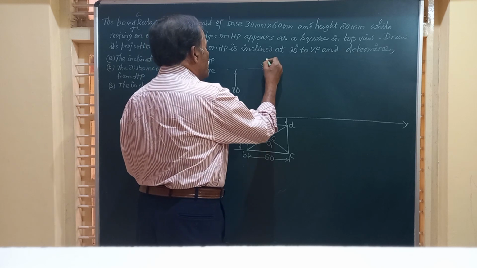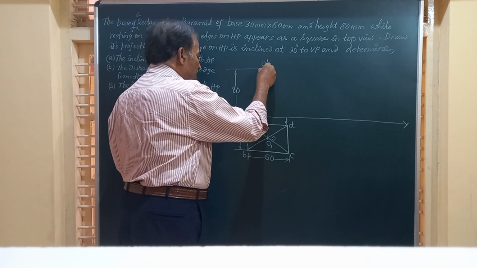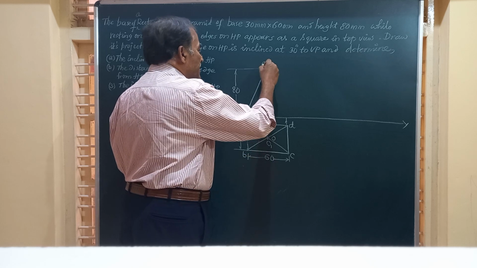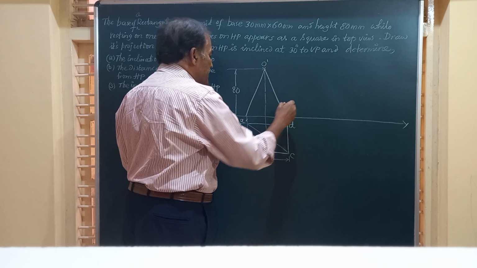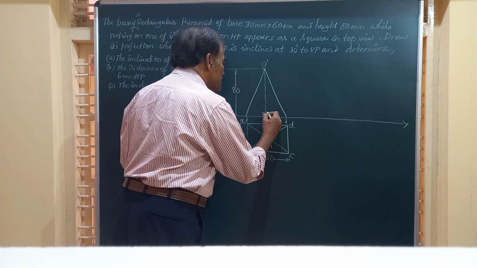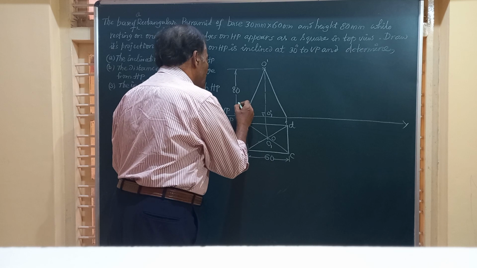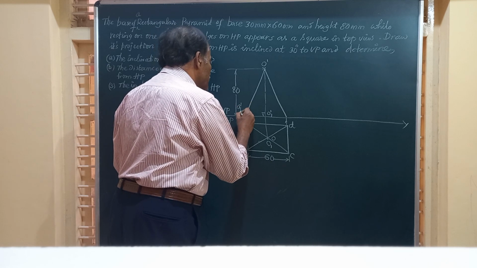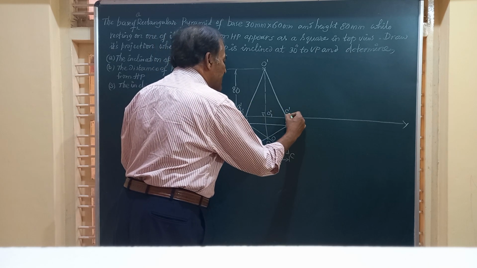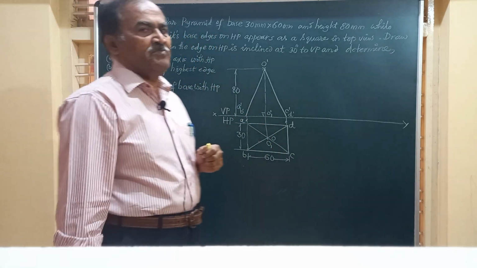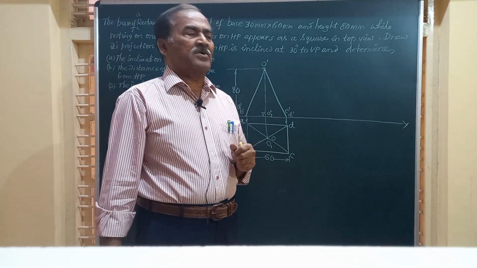I join this O dash to these corners, that is A, B, C and D. This is with A and B, this is with C and D, this is O1. The axis of the solid is perpendicular to HP, and these points are A dash, B dash, C dash, D dash, and O is the center. Friends, this is how the pyramid looks in the top and front views.